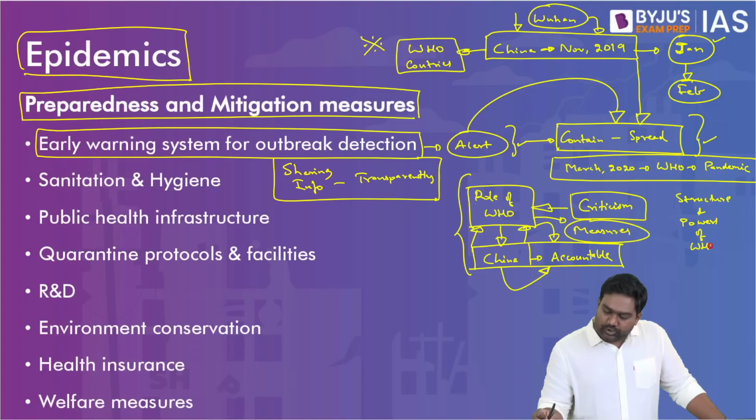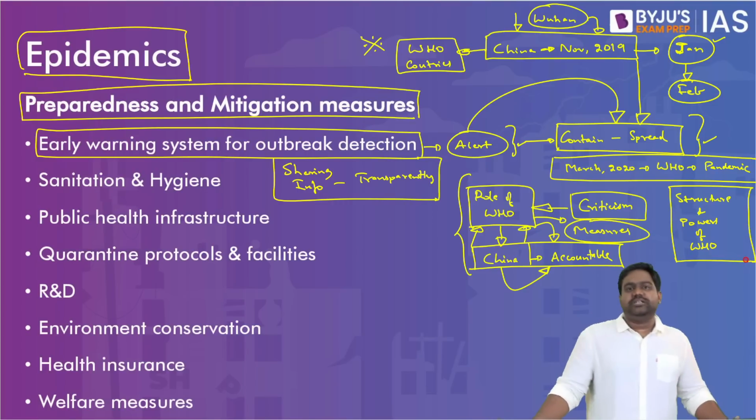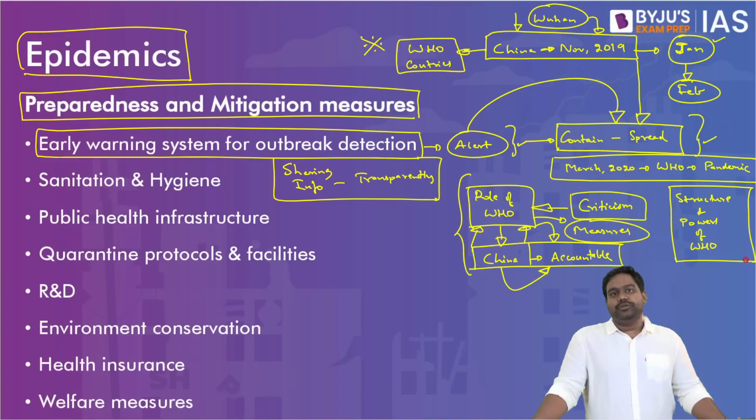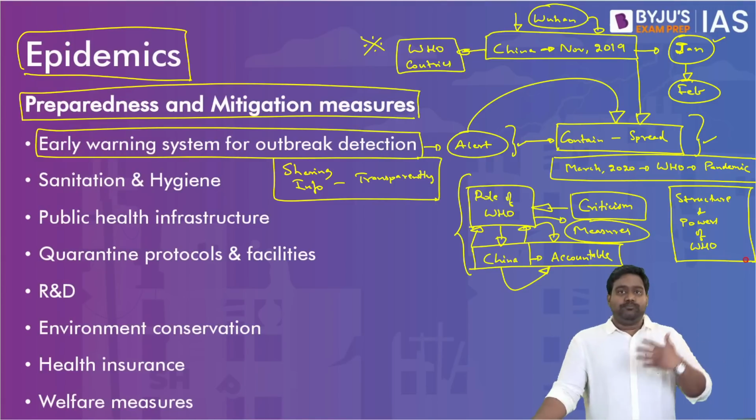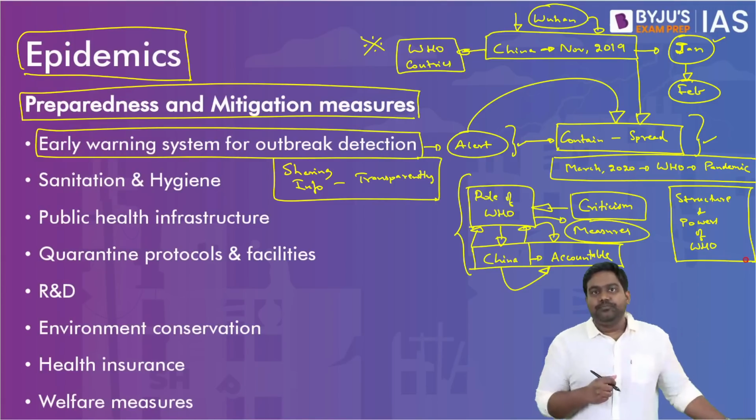Again, it's unfair to put all the blame on WHO as well, because WHO is just a scientific organization. It does not have any enforcement powers of its own. If a country is not sharing information or giving access to WHO scientists, WHO can't do anything about it. It does not have any penalizing or enforcement powers. So the structure of WHO, the powers given to it, has come under question.